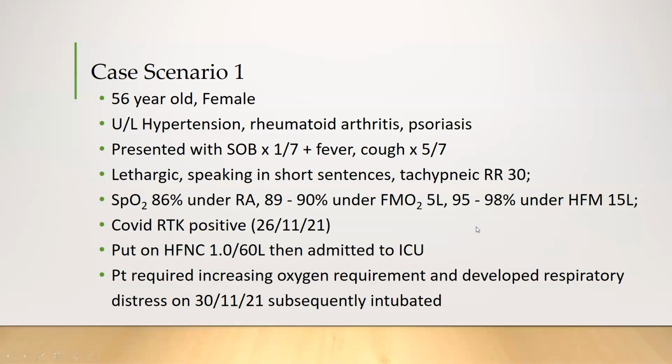So we talk about a first case scenario here. Our first case is a 56-year-old female with underlying hypertension, rheumatoid arthritis, and psoriasis. This case presented with shortness of breath for 1 day and fever and cough for 5 days. She was lethargic and speaking in sentences when presenting to our ED. Subsequently, the SpO2 was noted to be only 86% under room air. She was put on a face mask, then a high flow mask, and then high flow nasal cannula, and admitted to ICU. Subsequently, due to increasing oxygen requirement and respiratory distress, she was intubated.